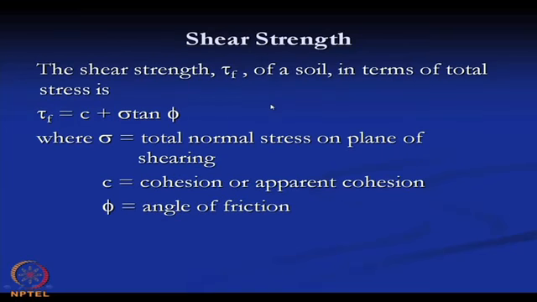The next one is very important, the shear strength of the soil. Shear strength is generally determined by this expression: the strength is cohesion plus sigma n into tan phi. This is in terms of total stress. So, C plus sigma, the total normal stress on the plane of shearing, into tan phi. Phi is the friction angle, C is the cohesion of the soil.